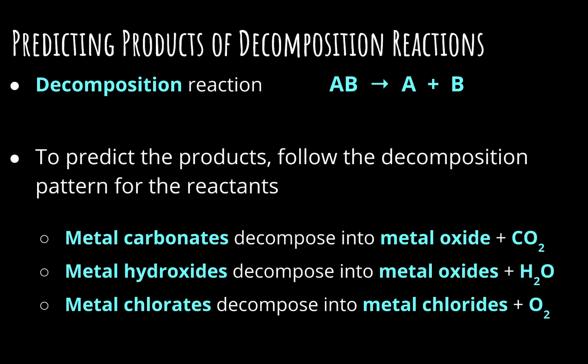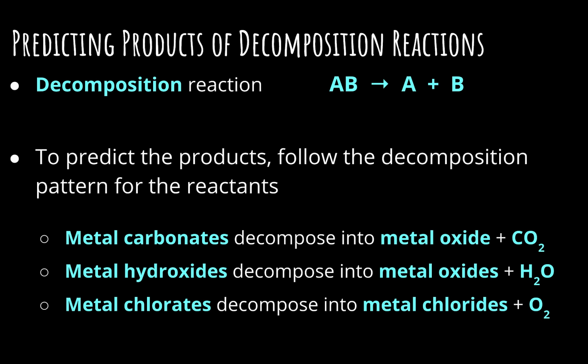So the next type are decomposition reactions. These are probably the most difficult to complete. They're the easiest to identify because you're only going to have that one reactant, so you'll know it's one of these decomposition reactions. But the difficult thing is you have to memorize these different decomposition patterns to know what the products are going to be.